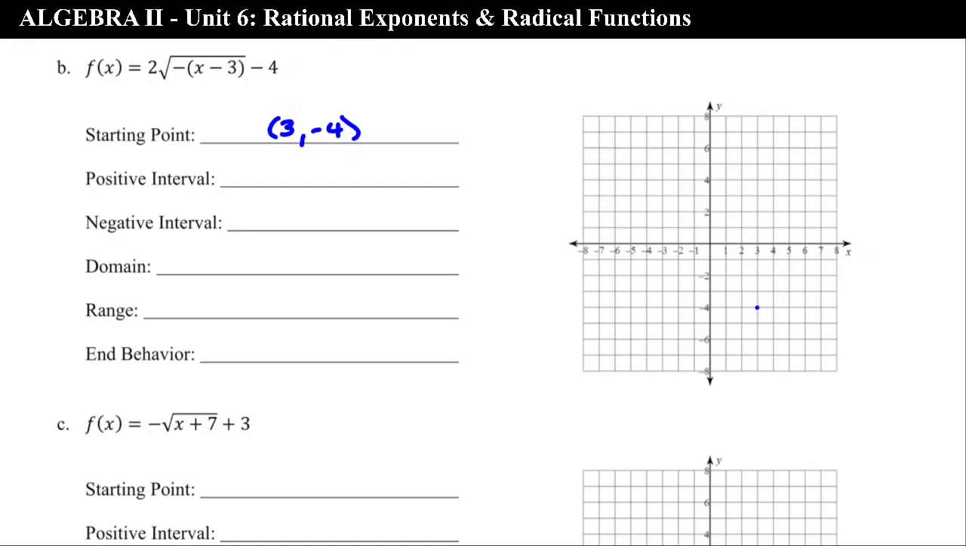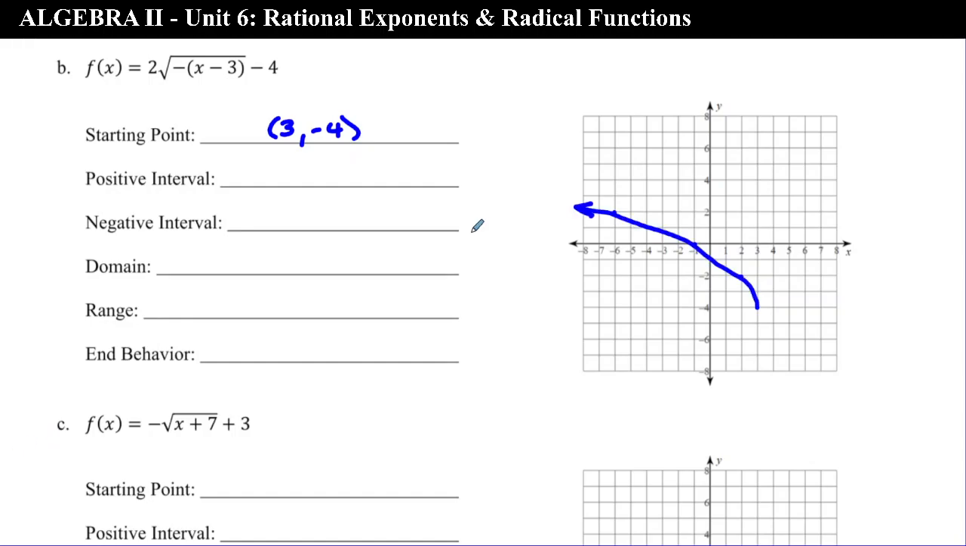So now we know generally which direction we're heading. Let's take a look at our stretch. We have a stretch of 2. So remember, we're stretching vertically, which means instead of going up 1, we're going to go up 2, and then we'll go back 1. Instead of going up 2, we're going to go up 4 and back 4. And instead of going up 3, we're going to go up 6 and back 9. So from here, we can graph our function.